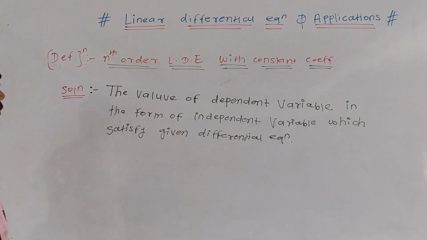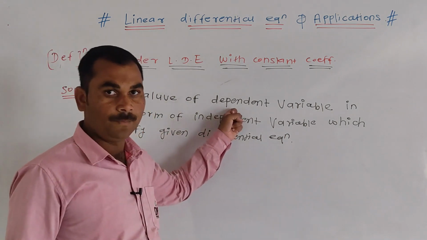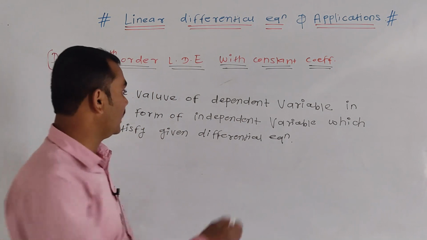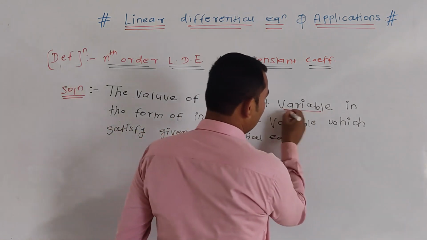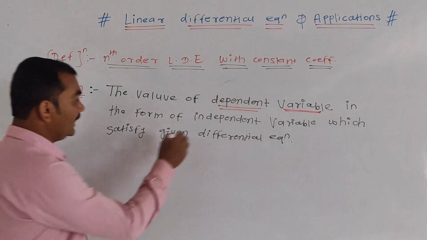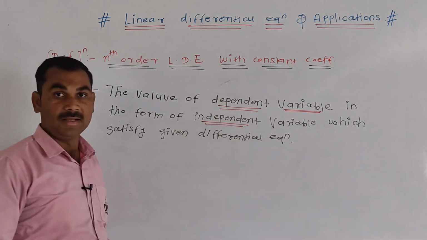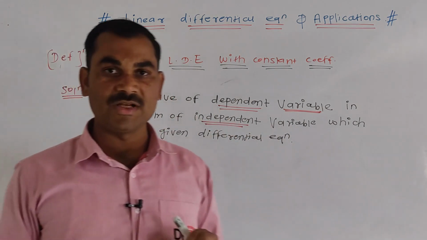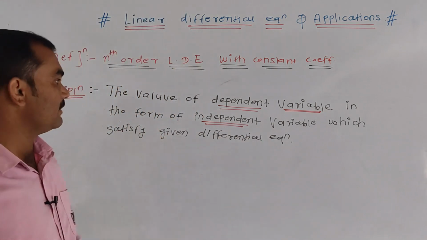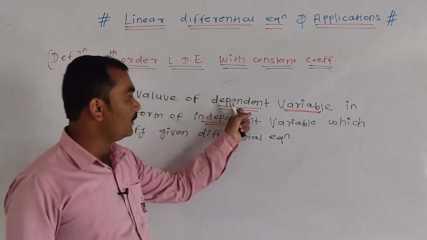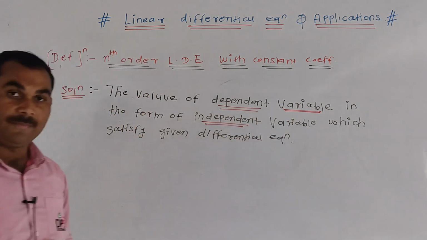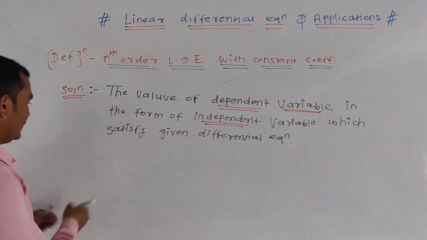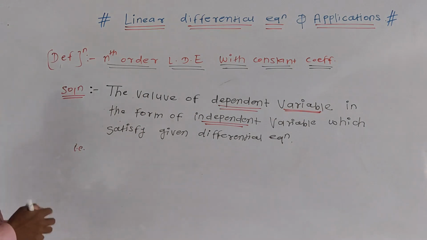तो देखो solution, definition of solution, the value of dependent variable, here we have to find the value of dependent variable in the form of independent variable, which satisfy given differentiable equation is called the solution of differentiable equation. Okay, here we have to find value of dependent variable in the form of independent variable which satisfy given differentiable equation. Okay, that is we have to find value of y.